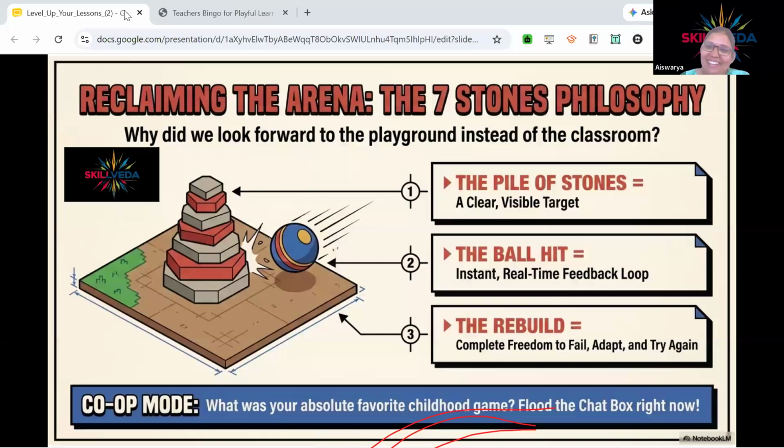Yes, exactly. And the complete freedom to fail also. They will restart without any shame. Now, how do we bring that playground magic back into our daily school chapters? I could see a lot of smiles on your faces because you are bringing back something from childhood memory. And the same is expected of you as a teacher when students enter your classroom as well.